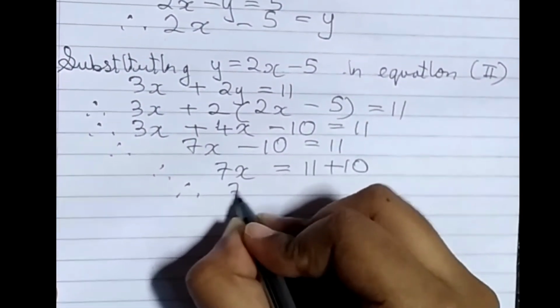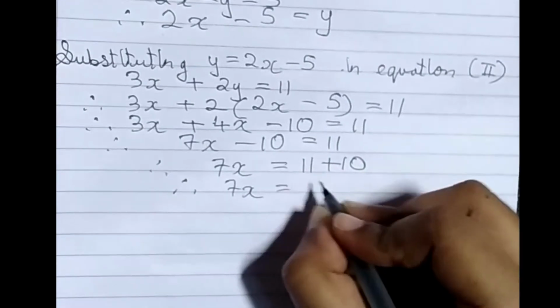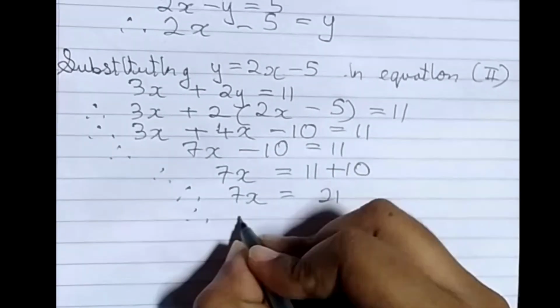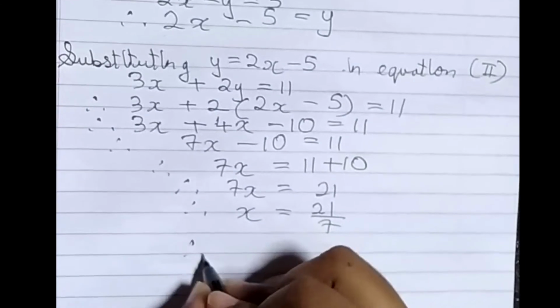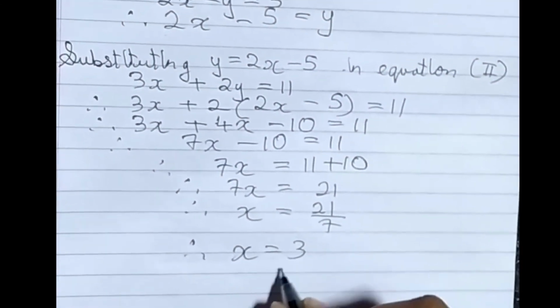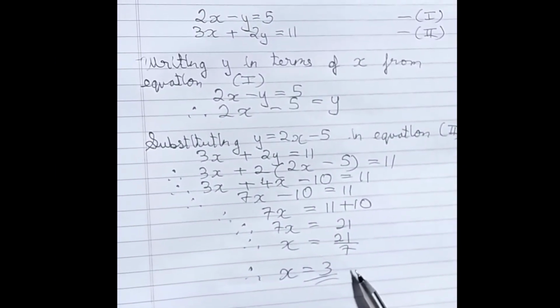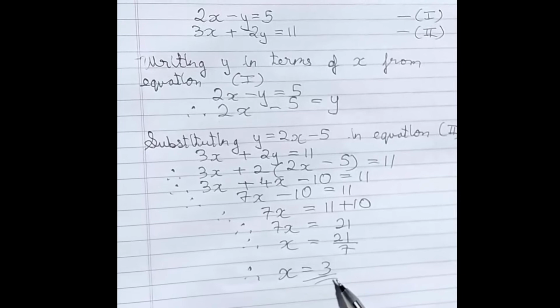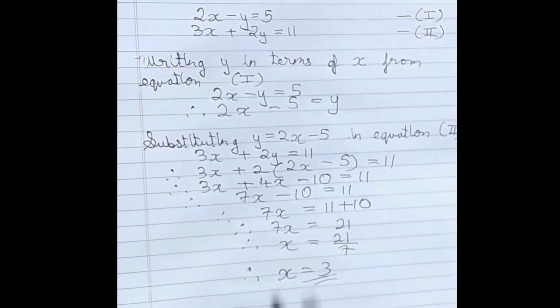Therefore, 7x. Minus 10, if we take to the right hand side, it will become plus 10. 11 plus 10 is 21. x equal to 21 upon 7. Therefore, x equal to 3. So we got the value of x as 3. Now this value of x we will substitute in equation 1. Then we will get the value of y.